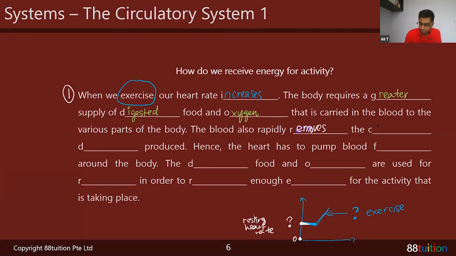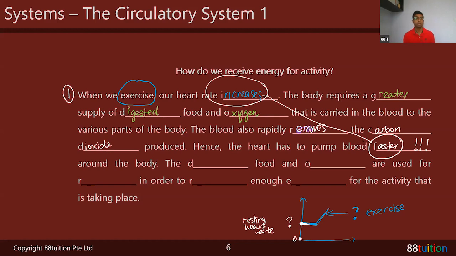Removes the carbon dioxide. So you must know how to spell always. Okay, at the same time it's delivering oxygen and digested food, it will remove the carbon dioxide. So you see how many things the delivery van is doing. Hence the heart has to pump blood faster because so many things are happening. This one is important, faster, because you are now exercising. This is why. Okay, you understand?